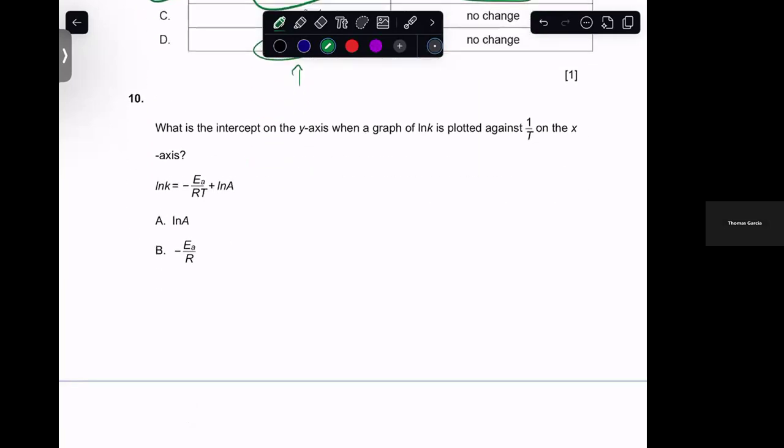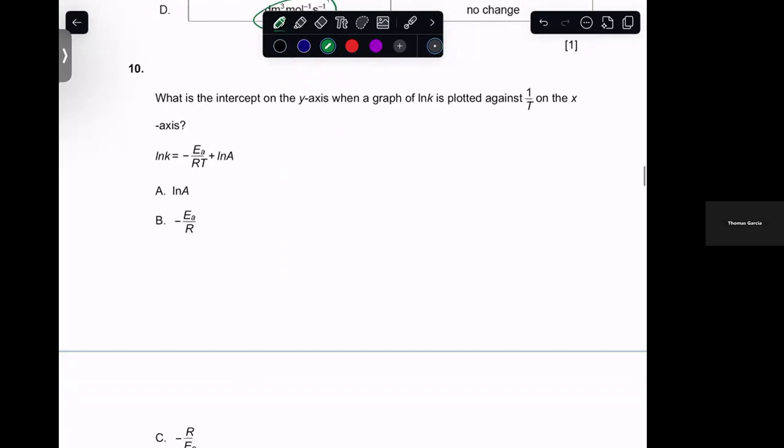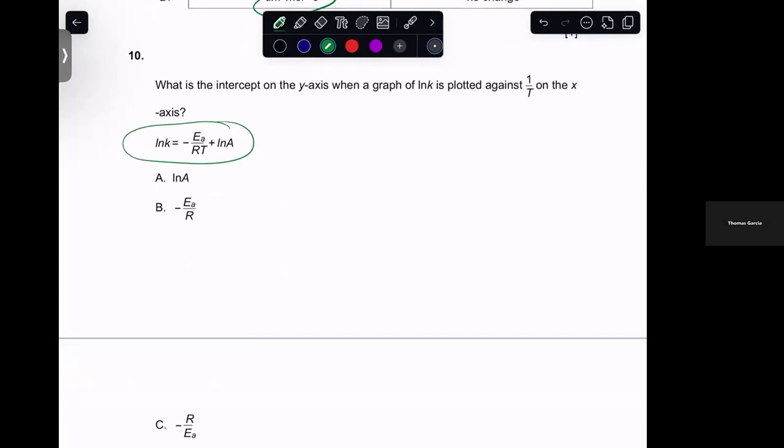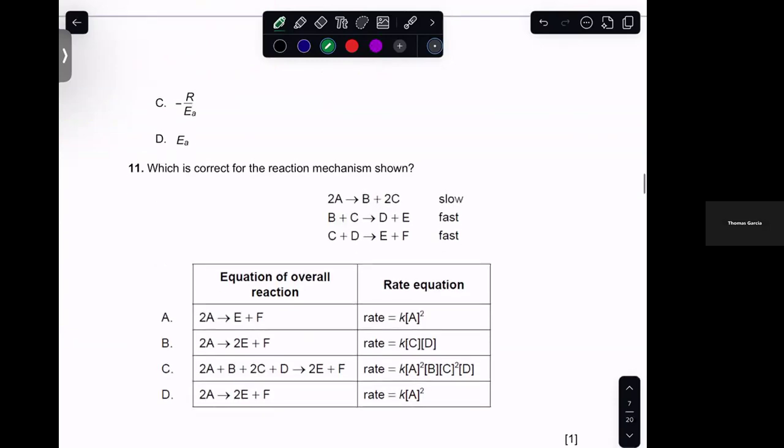What is the intercept on the y-axis when the graph of ln(k) is plotted against 1 over T on the x-axis? So we have our little equation right here. ln(k) equals minus Ea over RT plus ln A. Based on this, this is the same as y equals mx plus b, and b is always our y-intercept. Therefore, the answer must be A, ln of our Arrhenius factor, A.